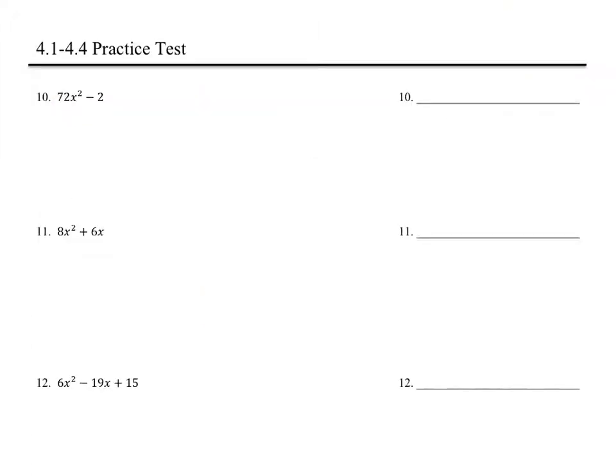First one, what do they have in common? What can I take out? I can take out a 2. So I'm going to take out that 2, leaving me with 72 divided by 2, which is 36. Well, 36x squared minus 1.